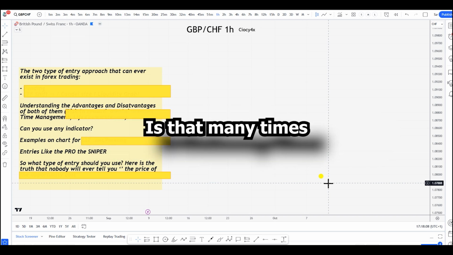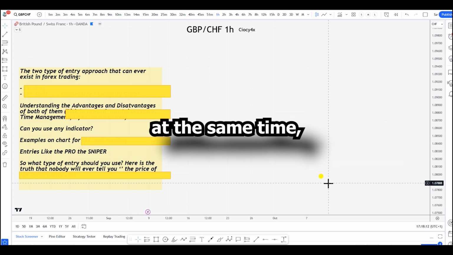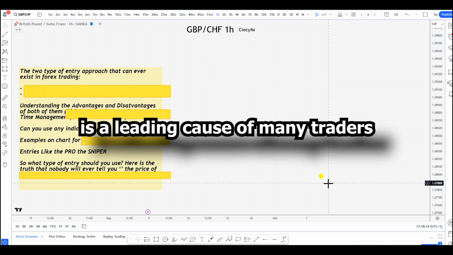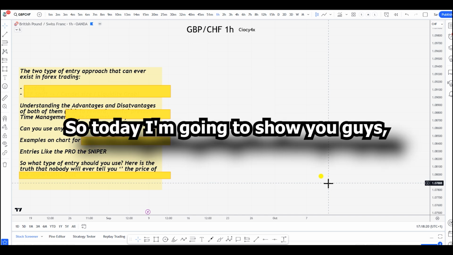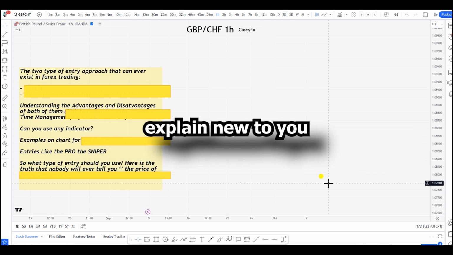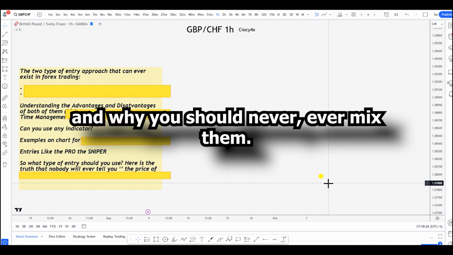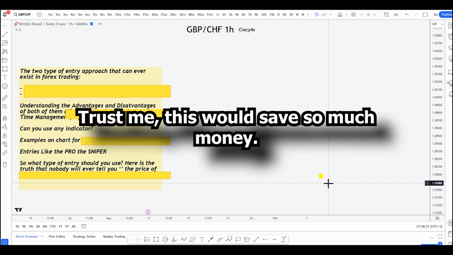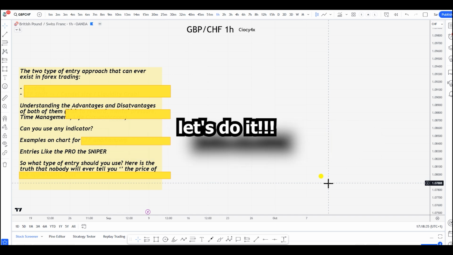And the worst is that many times they even mix these two approaches at the same time, which eventually is a leading cause of many traders losing all their money. So today I'm going to show you, but most importantly, explain to you how you should use these two approaches and why you should never ever mix them. Trust me, this will save you so much money. So without further ado, let's do it.